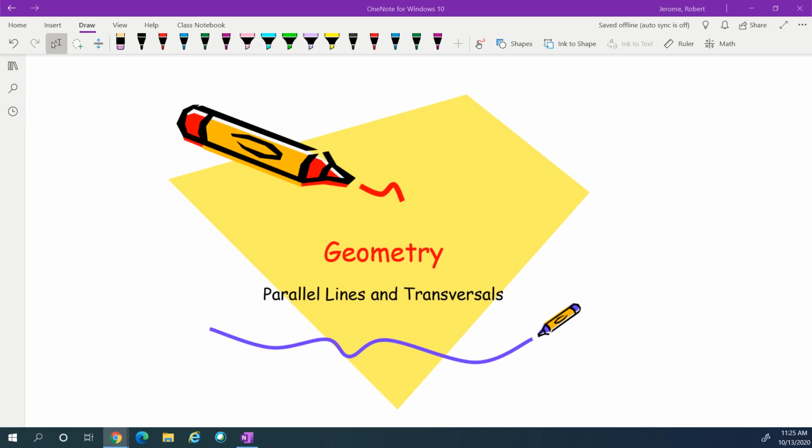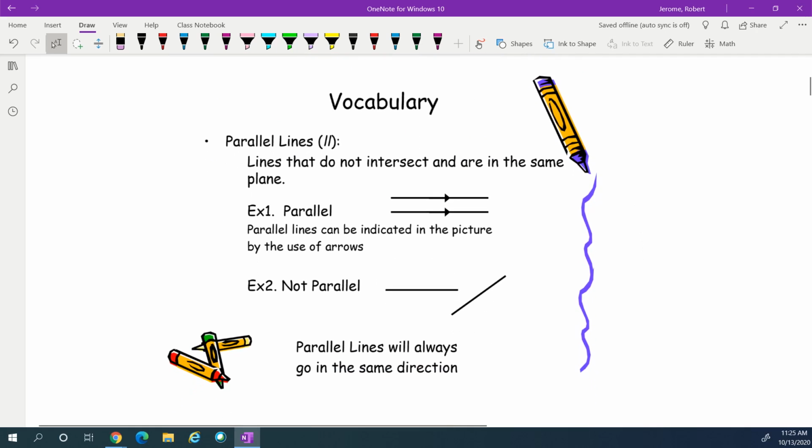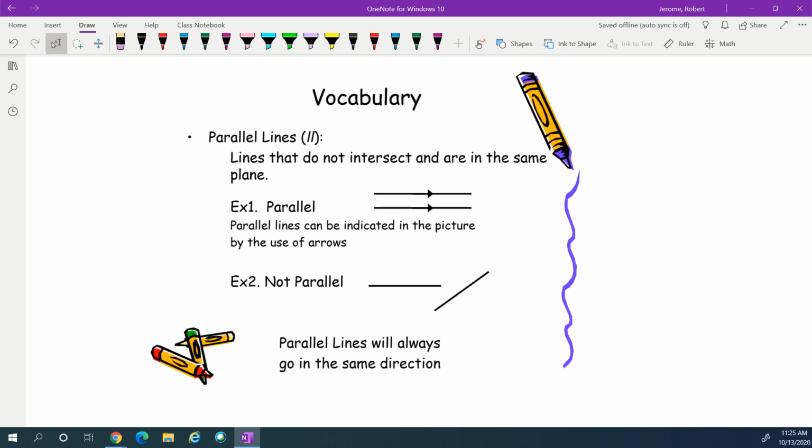All right, folks. So let's talk about parallel lines and transversals. And there's a lot that goes into this. I'm going to break it down into two parts. So first of all, just a little vocabulary, things that we have to be aware of.